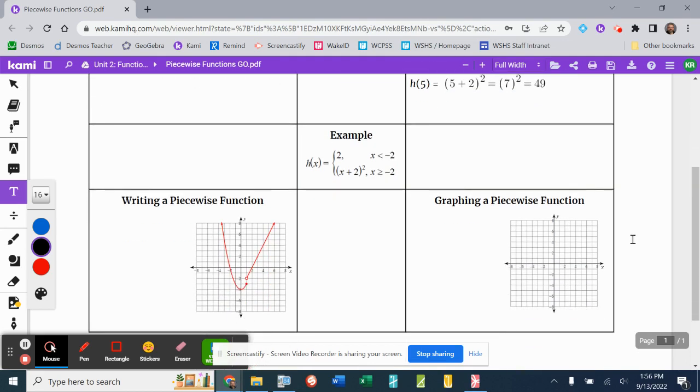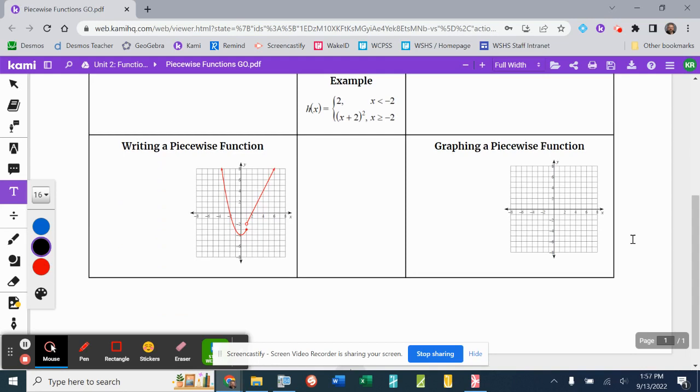Now, what if we wanted to write a piecewise function from a graph? In this case, what we have to do is identify the two pieces, and we're going to have to come up with the subdomains for them. So we're going to have a subfunction for each piece that we see, and then a subdomain for each subfunction or each rule.